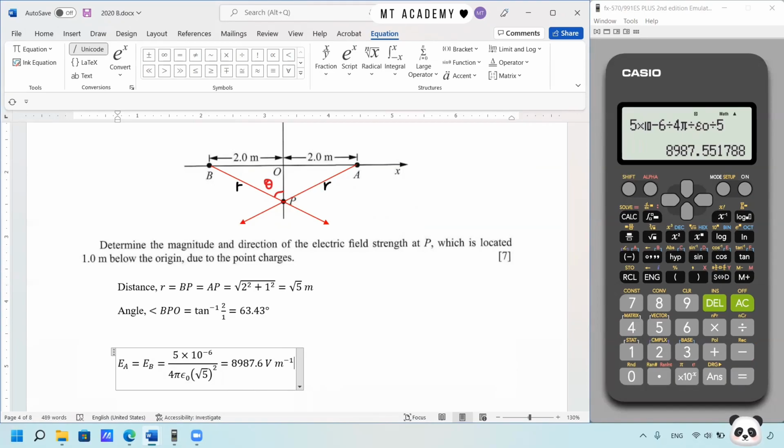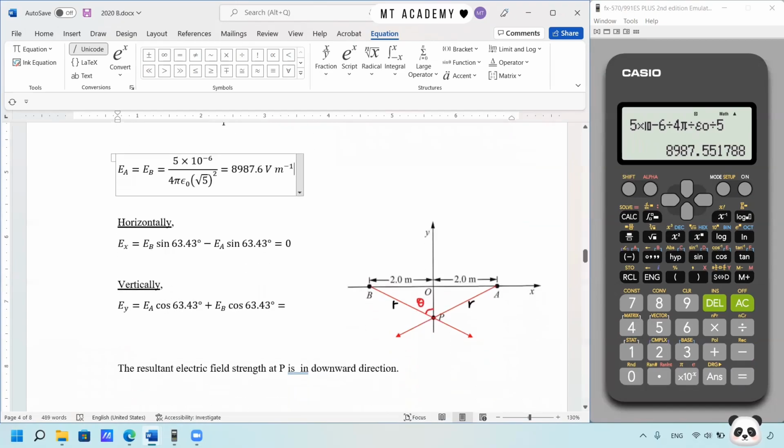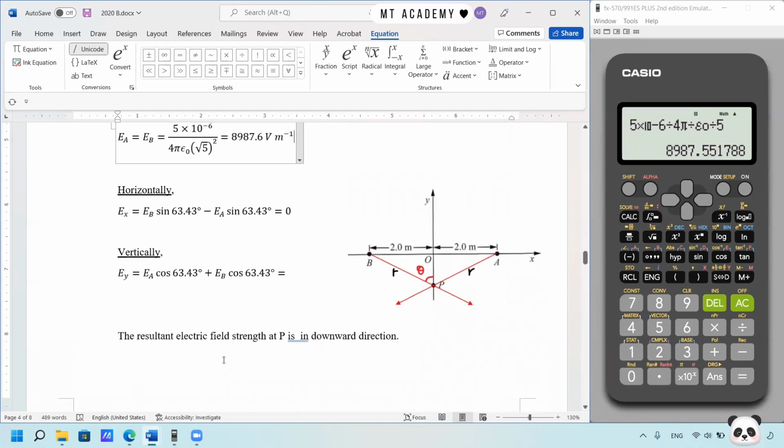And then we're going to calculate the resultant electric field. First of all, we're going to split into two components, the horizontal and the vertical components. For the horizontal components, it's quite straightforward because both of the electric fields are in opposite directions. So the electric field due to B in the horizontal component minus the electric field due to point A is equal to 0 because they have the same magnitude.